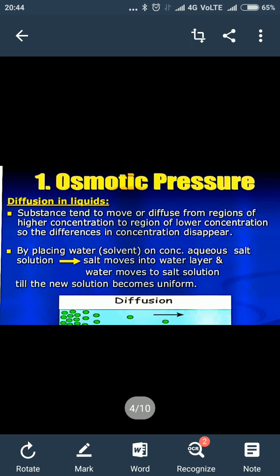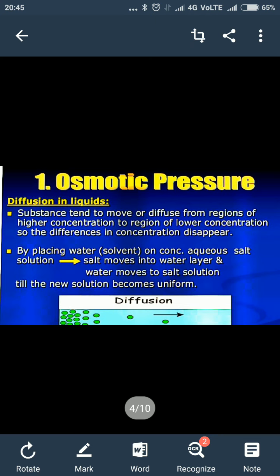Before studying the osmotic pressure, we have to see the difference between diffusion and osmosis. Diffusion in liquids: substances tend to move or diffuse from regions of higher concentration to the regions of lower concentration, so the difference in concentration disappears. Or the movement of solute particles from higher concentration towards relatively lower concentration is defined as diffusion. By placing water, the solvent, on concentrated aqueous salt solution, तो क्या होगा?